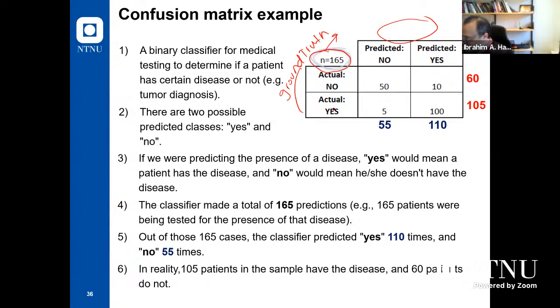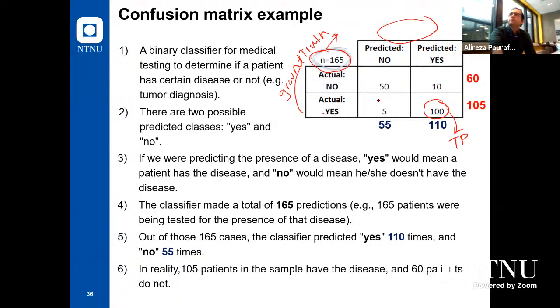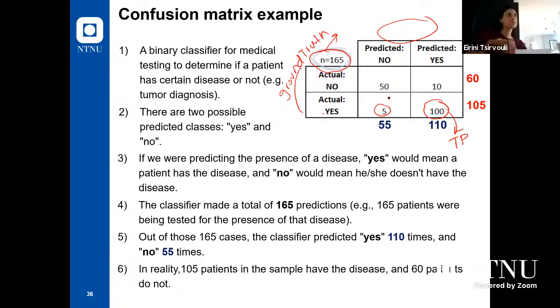So, for example, this is actual yes, and he's been predicted as yes. So, what is this number here? Can you tell me? This one, what is this number? Yes, predicted as yes. True positive. True positive. Okay. What about this number? He is actual yes and classified as no. False negative, because he is positive and he is classified as negative.